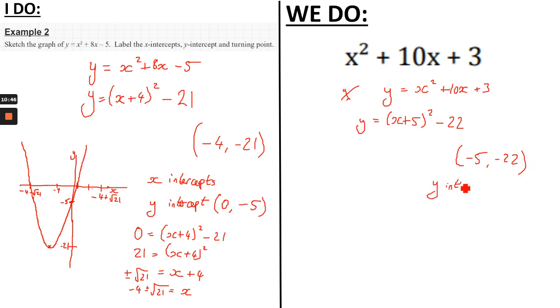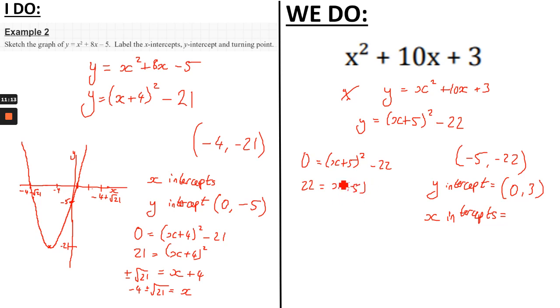The y-intercept is probably the easiest one, so that's when x is 0. So 0 add 5 is 5, 5 squared is 25, subtract 22 is 3. The y-intercept is 0, 3. And to work out the x-intercepts, this time y is equal to 0, so we've got 0 equals x plus 5 squared minus 22. If you solve that equation, the only bit that you should get stuck on is when you square root both sides, it's plus or minus the square root of 22. That's where you get your two x-intercepts from. So then we've got minus 5 plus or minus root 22 is equal to x.